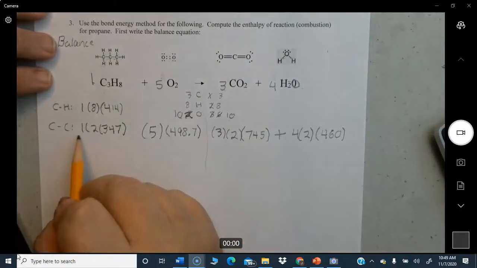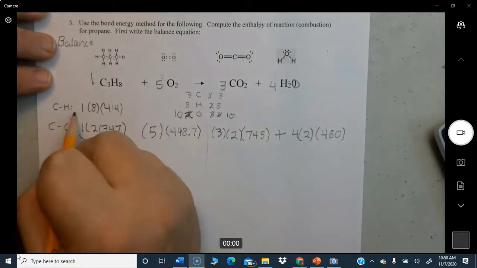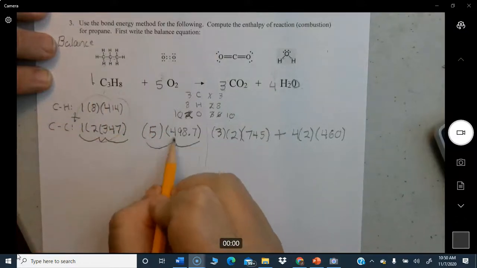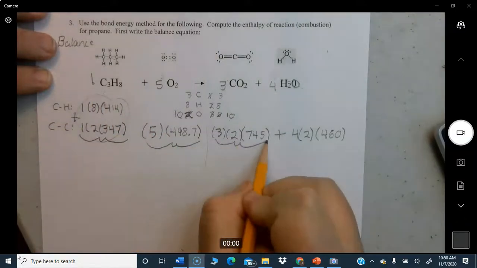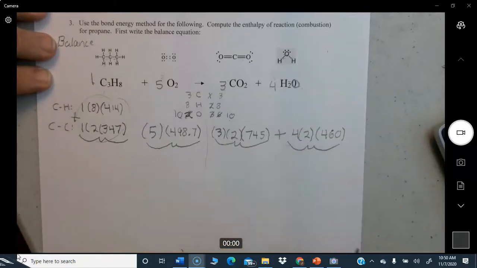Okay, so go ahead, do the arithmetic. You're going to have to add those together, so put a plus sign right there. And then this one is just multiply that. This one is just multiply that. And this one is just multiply that. Okay? So go ahead and do that.